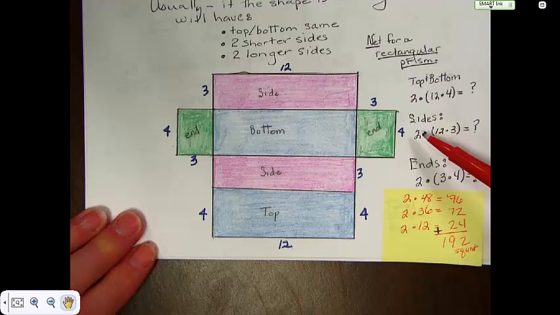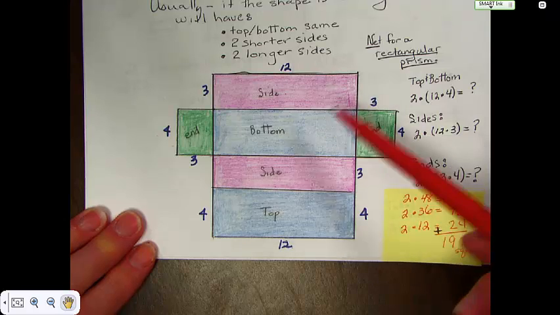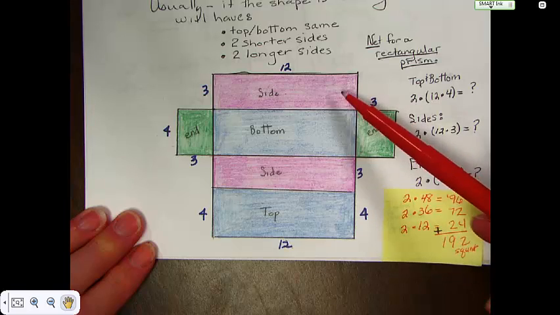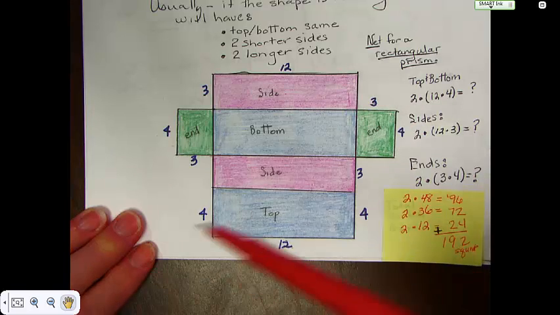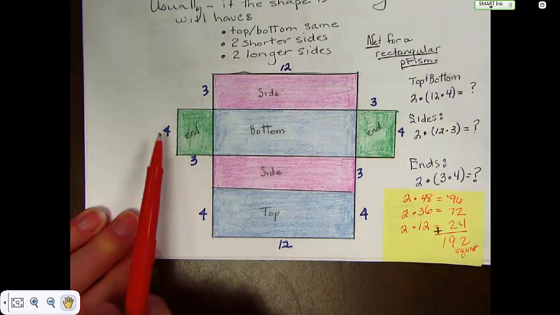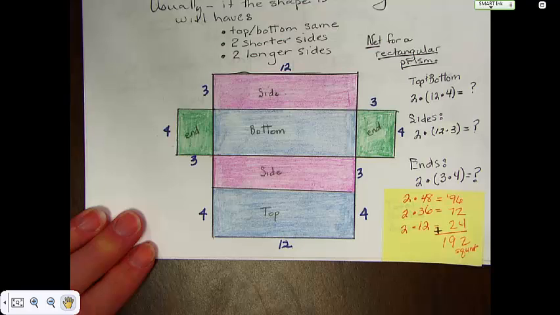Then you would find the area of the sides. Each of the sides is 12 by 3, and you take that times 2 because there's 2 of them. And then you would find the surface area of the end pieces that fold up, and they're 4 by 3, and you multiply those times 2.